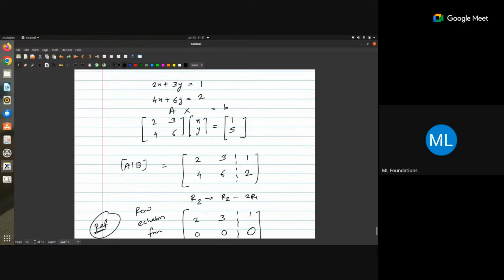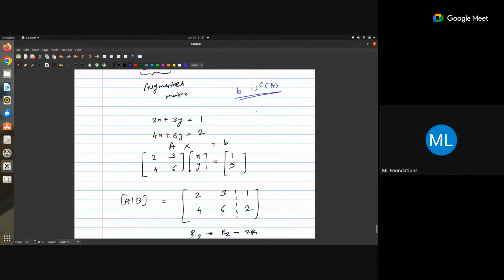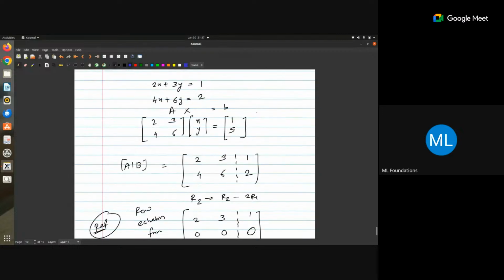In other words, the solvability condition means B is in the column space of A. Now we try to see it. This B is 1, 2. Does it belong to the column space of A? What is the column space of A here? It is the span of 2, 4 and 3, 6. Is it correct? Yes, it is.